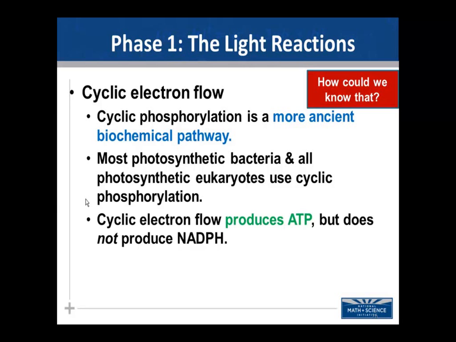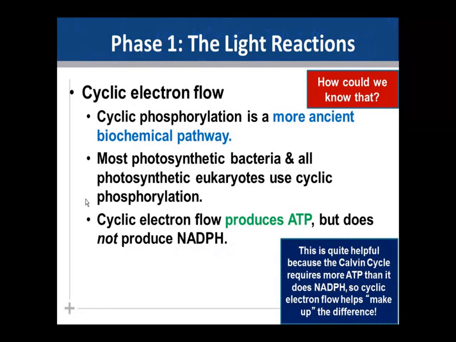The key difference to know here is that cyclic electron flow produces ATP in much the same way as we just discussed with non-cyclic electron flow, but it does not produce any NADPH. And this is actually quite helpful. It may not seem so at first, but the Calvin cycle does require ATP and NADPH, but it requires more ATP than it does NADPH.